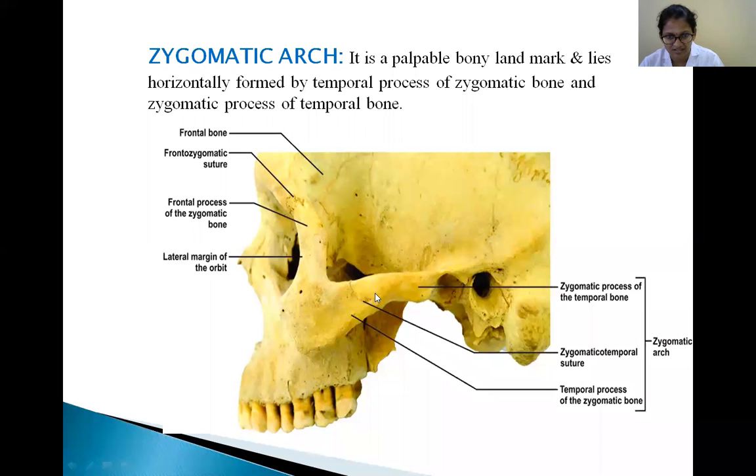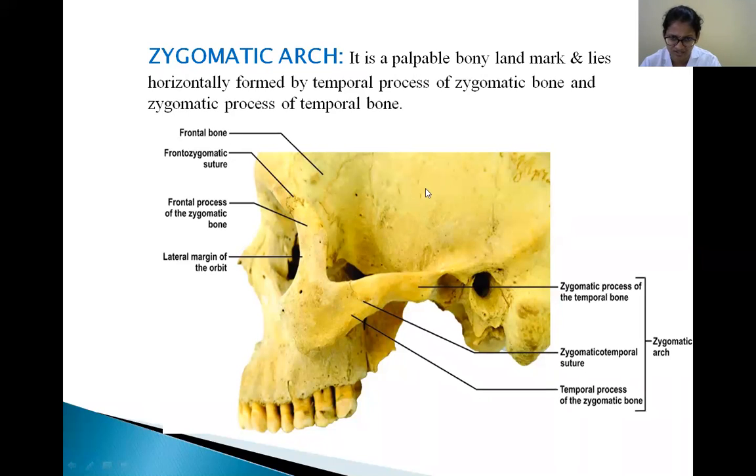How is the zygomatic arch formed? It is formed by the temporal process of the zygomatic bone. This is the zygomatic bone, with its temporal process, and this is the frontal process of the zygomatic bone. Next, this is the temporal bone, and this is the zygomatic process of the temporal bone. The temporal process of the zygomatic bone and the zygomatic process of the temporal bone fuse together, and this is a suture called the zygomatico-temporal suture. These two bones unite together and form the zygomatic arch.